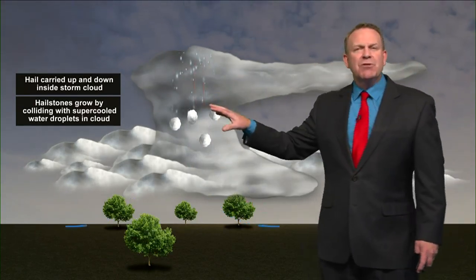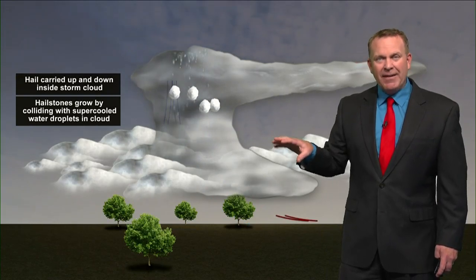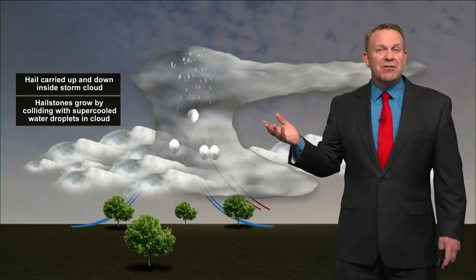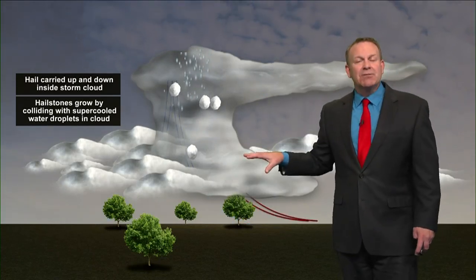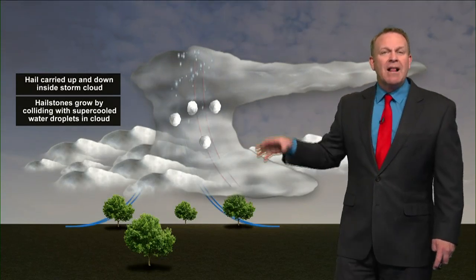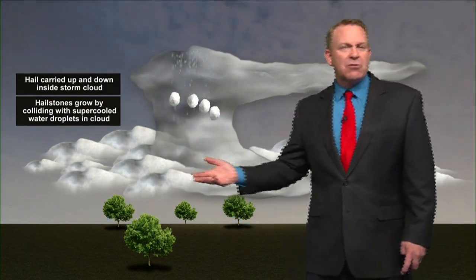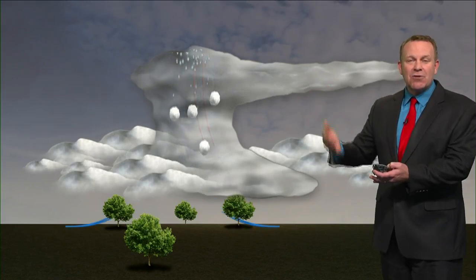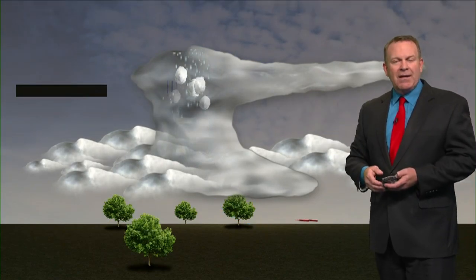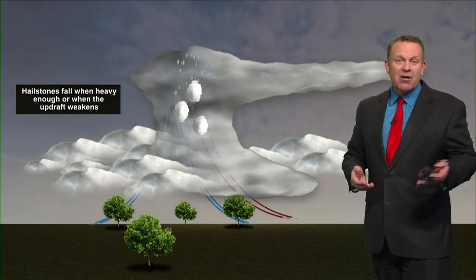So sometimes when you see on the algorithm on the radar, it'll say this storm contains 2-inch diameter hail. A lot of times that's aloft, and some of that hail does melt as it's falling. So the hailstones grow by colliding with the supercooled droplets, and it just adds that second layer on it as it goes up and down through the storm. And of course, it's these bigger storms that produce quite a bit of hail.